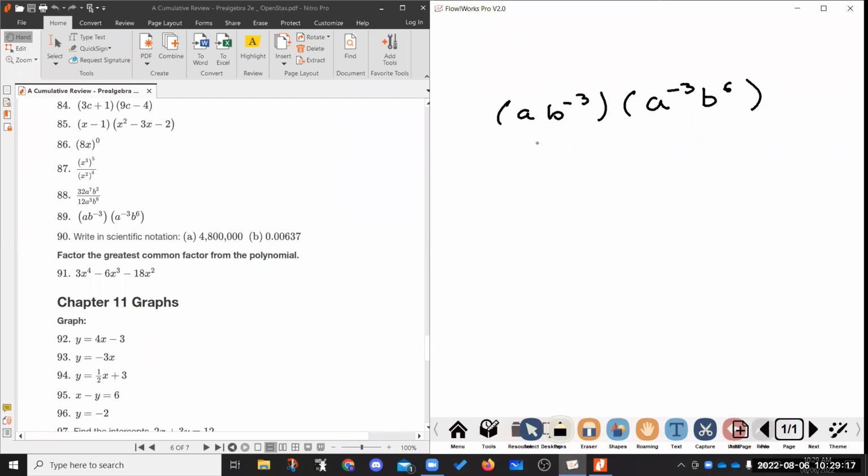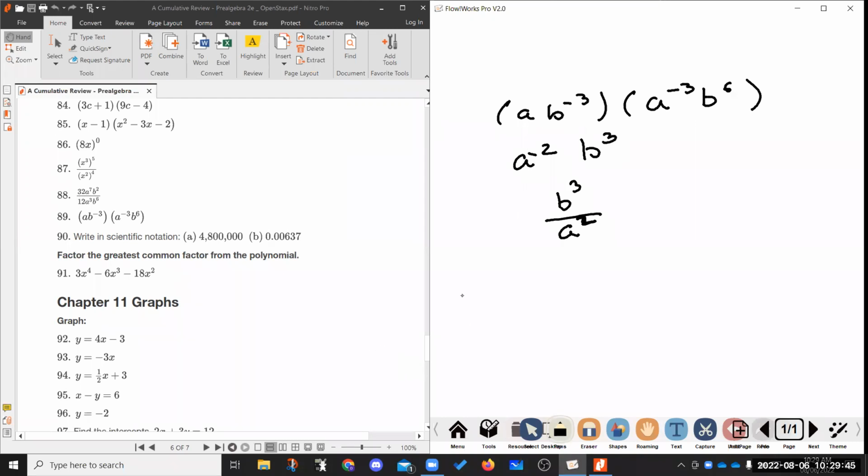1 plus a negative 3 is going to be a negative 2. A negative 3 plus 6 is going to be a positive 3. So we're going to keep that b to the third in the numerator, remove that a to the negative second across the fraction bar, and make the exponent positive. When you take it across the fraction bar, change the sign. We're going to write our answer with only positive exponents.